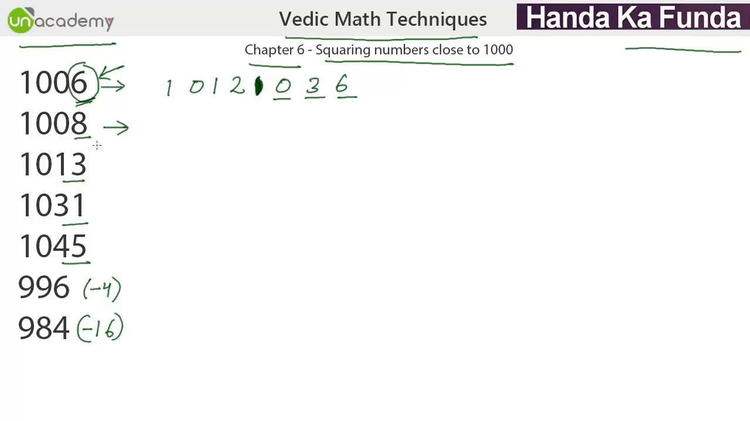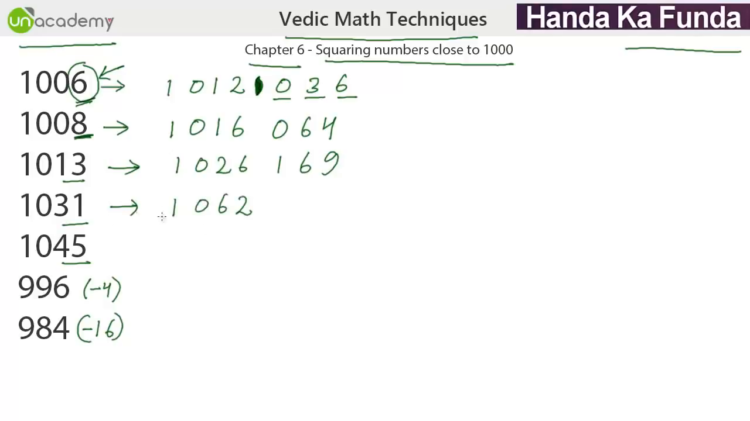Very similarly, for 1008, the first part will be, you add 8 to the number, which will give me 1016. And the last part will be the square of 8, or 064. As you can see, how quickly you are calculating these. How about this? 1013 will become 1026 because I add 13 to it. And then the square of 13, which is 169. 1031, again the same thing. You add 31 to it to get 1062. And then the square of 31, which if you know is 961.